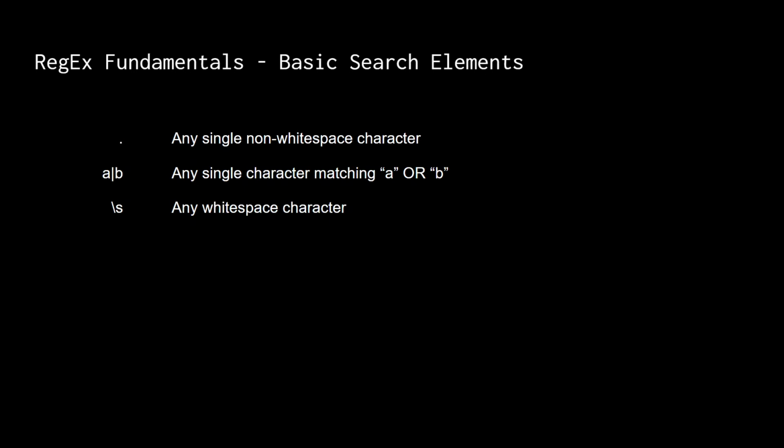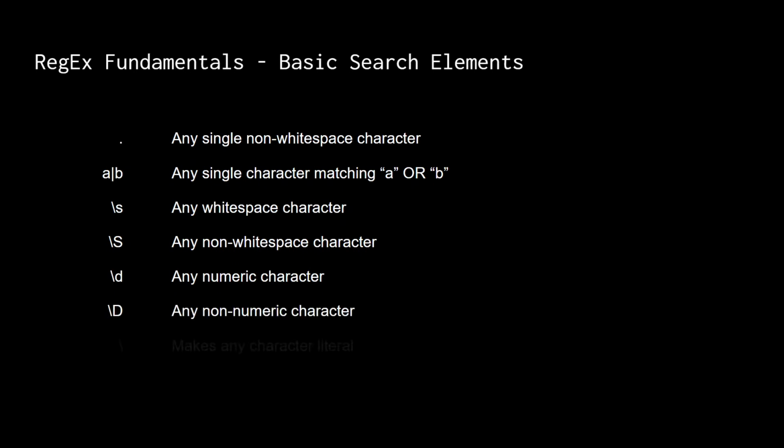On the opposite to the dot is backslash lowercase s. This is any white space character. Tabs, spaces, enters are the big primary culprits in this one. However, you can also invert that and say any non-white space character, similar to the dot, as a capital S. Similarly, digits are represented with d, non-digits as a capital D.